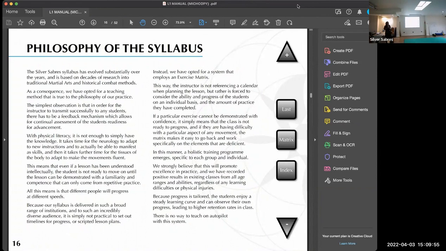Rest assured that because the syllabus is holistic, it doesn't matter who you are, I will find something in the syllabus that will make you want to cry. It's there. Because progress is tailored, the students enjoy a steady learning curve and can observe their own progress, leading to higher retention rates in class. There is simply no way to teach on autopilot with this system.